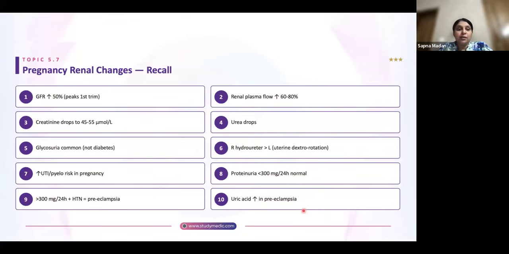If it is more than 300 milligrams in 24 hours and also associated with hypertension, then it is a preeclamptic condition. Uric acid is increased in preeclampsia and it is a marker for severity of preeclampsia.